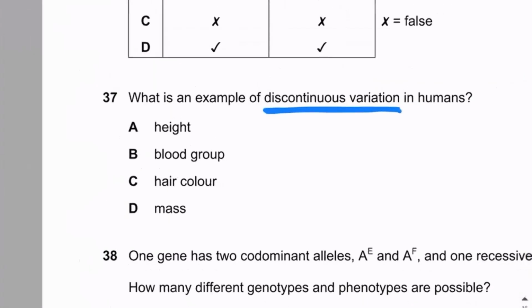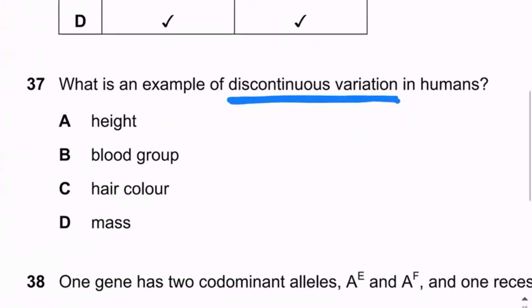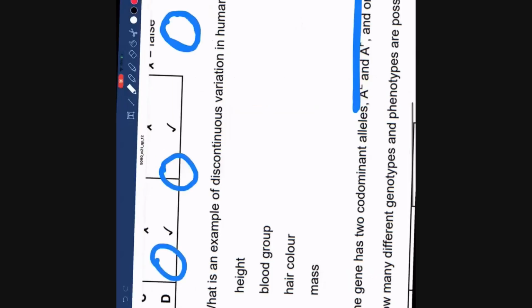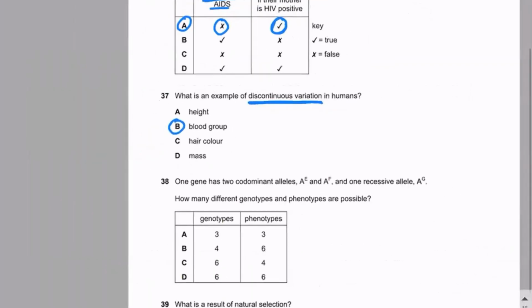Right? So how to recognize which characteristic belongs to which variation, continuous or discontinuous? For discontinuous variation, always remember that phenotypes will be very few, and there will be no intermediates between the phenotypes. So there is no intermediate between the blood group B and O. There is no intermediate between the blood group A and AB, and A and B. A is different, AB is different, B is different. So when there are no intermediates, when there are no continuous values, the trait belongs to discontinuous variation. The answer is B. Blood group is an example of discontinuous variation.